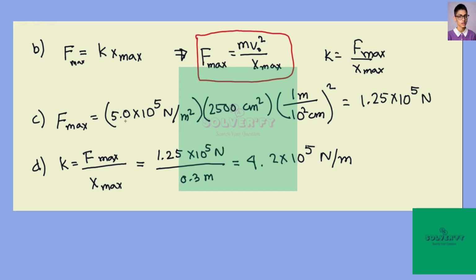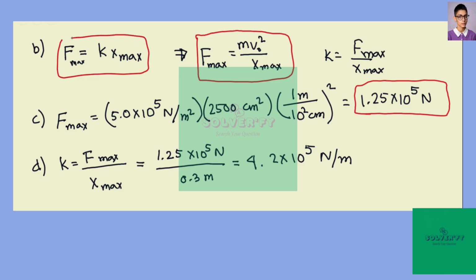In part C, we'll just be using the numbers for v, m, and x max, and we see that the maximum force will be 1.25 times 10 to the 5 newtons. And to get the force constant, we can use this equation right here. So k will be the maximum force divided by the maximum distance that's traveled by the airbag, which is 4.2 times 10 to the 5 newtons per meter.